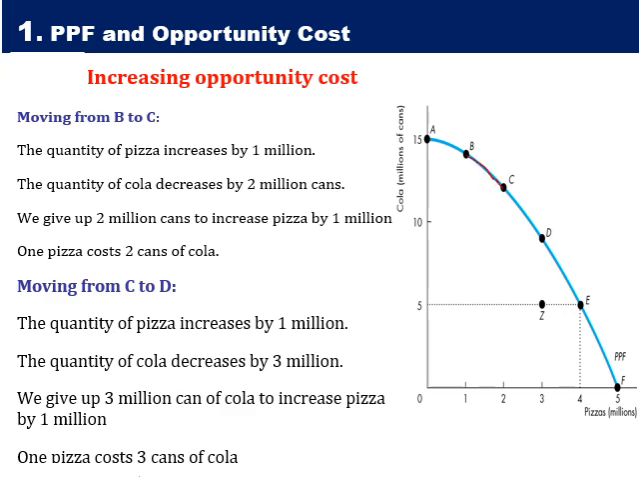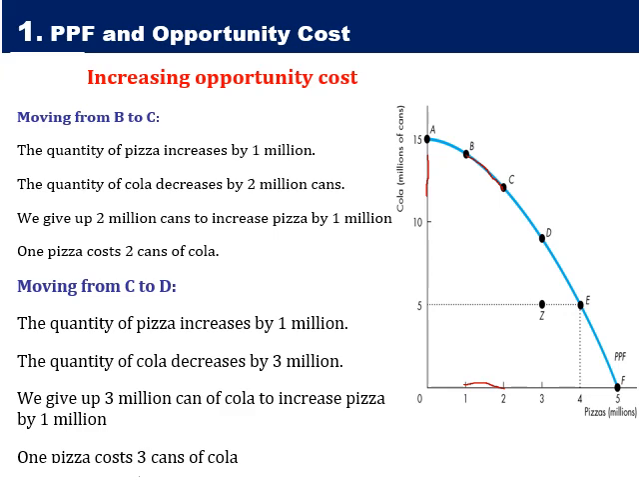on the curve, we will find that the quantity of pizza increases from 1 to 2 million, whereas the quantity of cola decreases from 14 million to 12 million. So this means that it decreases by 2 million cans. So between points B and C, we must give up 2 million cans of cola, as seen here, to increase our production of pizza by 1 million.